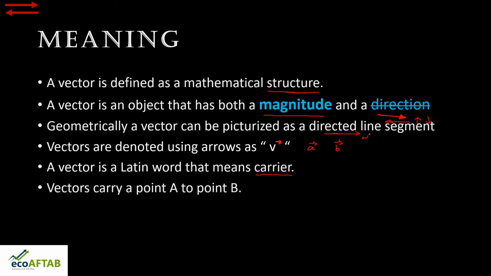where that arrow is pointed. How long is the arrow? That is the magnitude. Direction: it is pointed towards which direction.